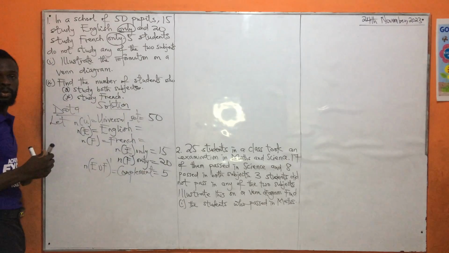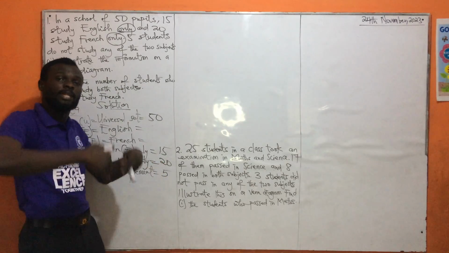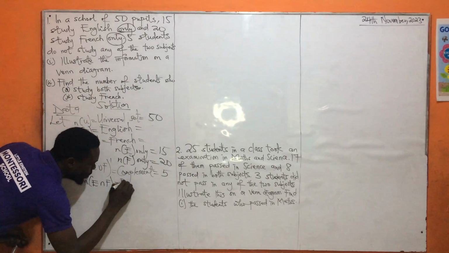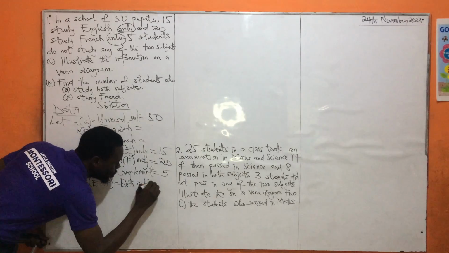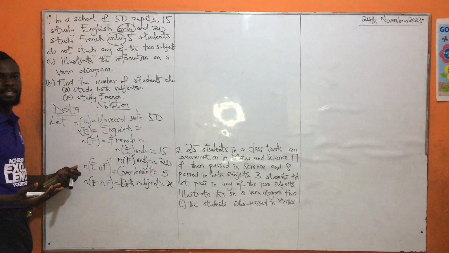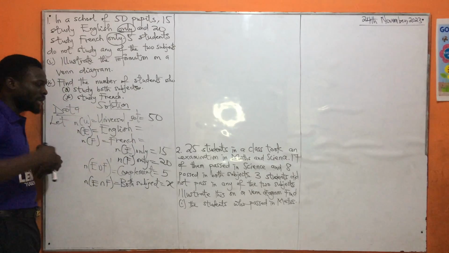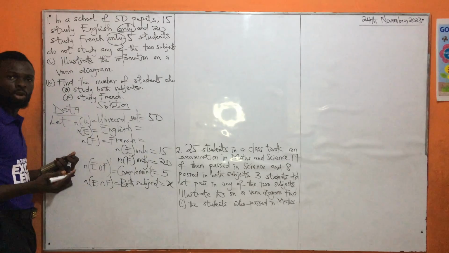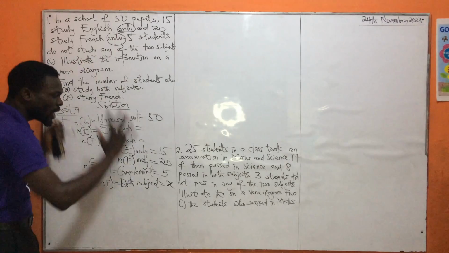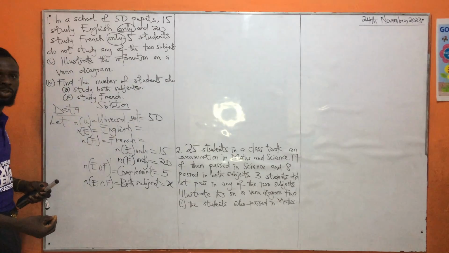And what is the number? They are 5. Now the question is asking us to find the number of students who studied both. So we are going to say the number E intersection F, which is both subjects, we don't know. So let's represent it with a variable, our favorite one, let's say X. Now, after doing the data, this is going to help you to illustrate the information on the Venn diagram to solve for what you have been asked to solve for.